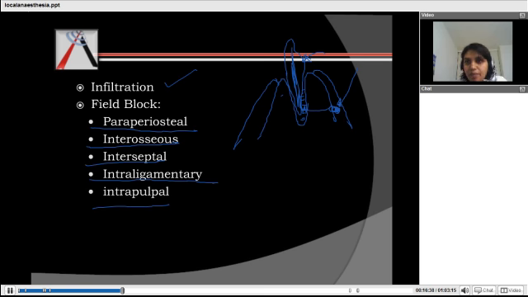Yeah. So as far as local infiltration for extraction is concerned, you have to consider the thickness of the bone over which you are giving it. Okay.